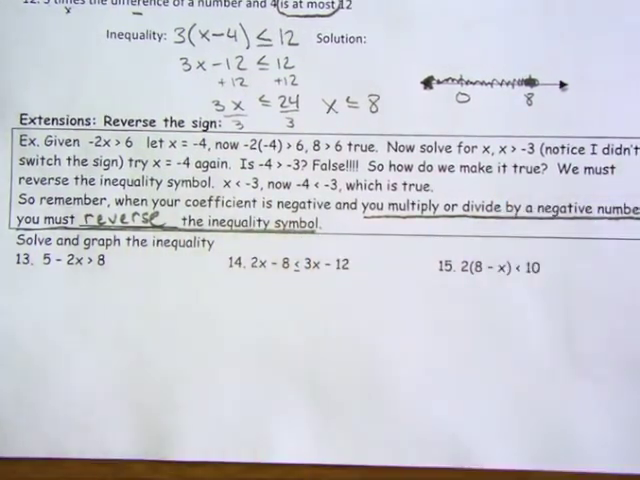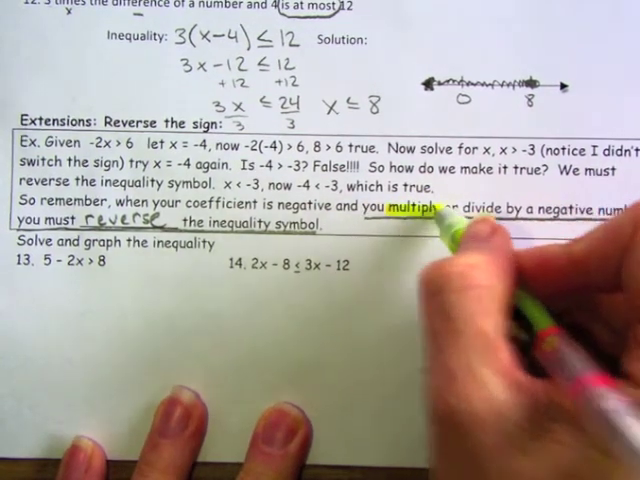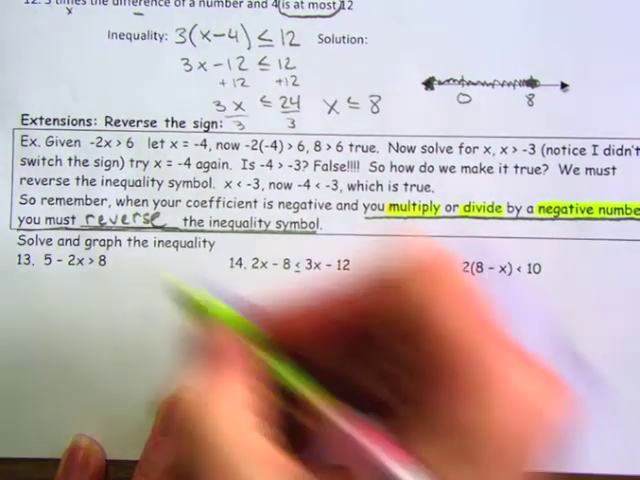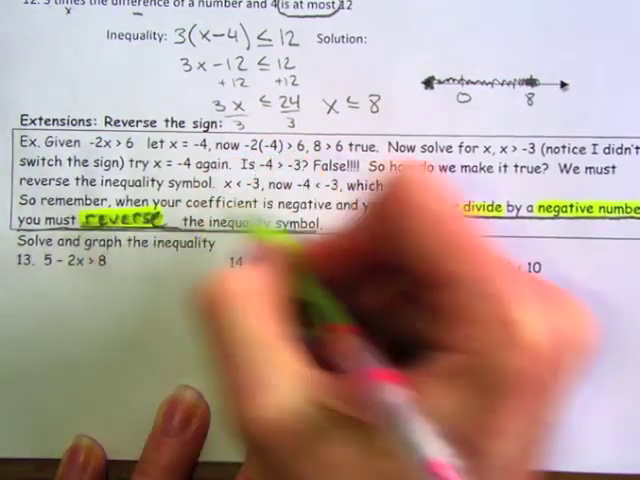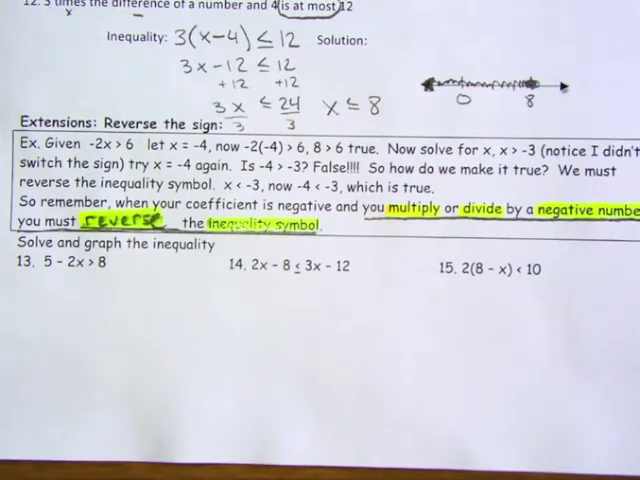Okay? If you have a highlighter, I would recommend you highlight this. The idea is multiply or divide specifically by a negative number. That's when you reverse the inequality symbol. Okay? So let me show you how that works.